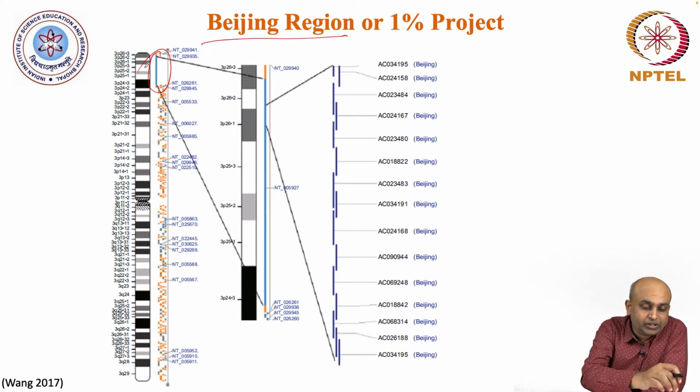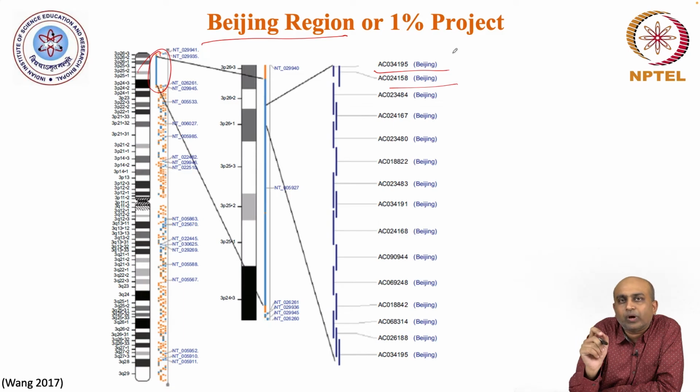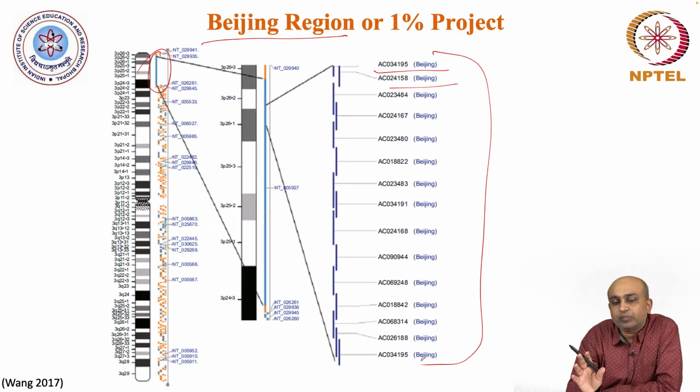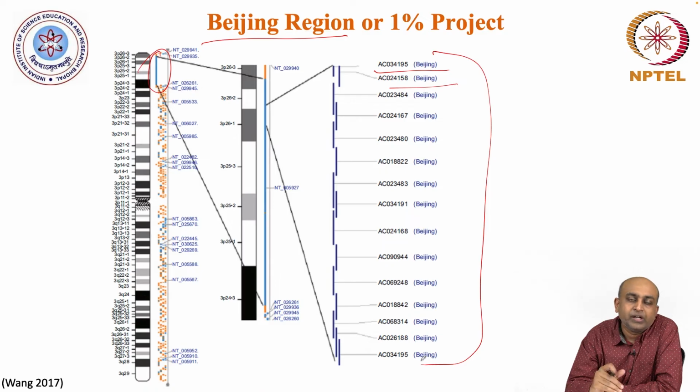If you zoom in, you see the different regions that have been sequenced. There are various accession numbers which have been labeled as Beijing region. These are the artificial chromosomes that China managed to sequence. It's a very small part of the genome, only 1% of the Human Genome Project, but this whole thing was done by China. And this really gave them a flavor for how the Human Genome Project was happening and how they could contribute to it and also learn from it.